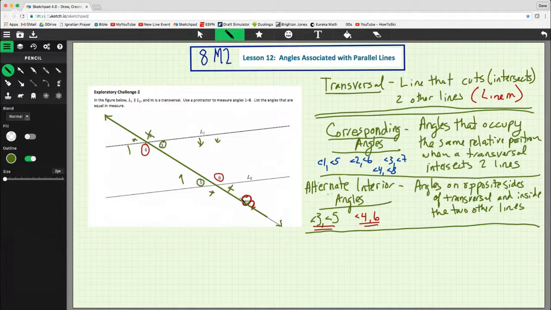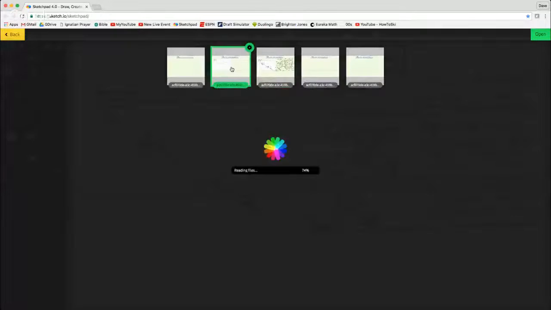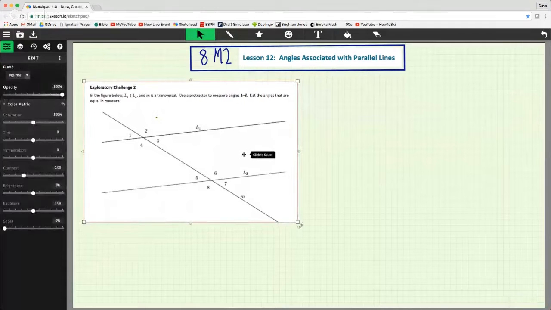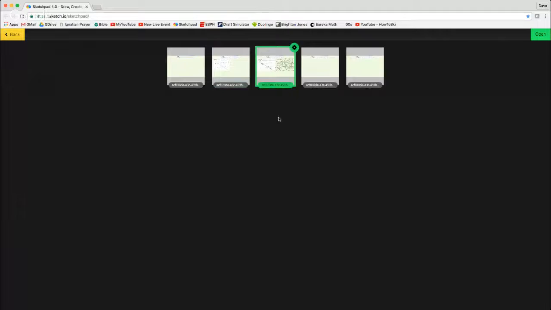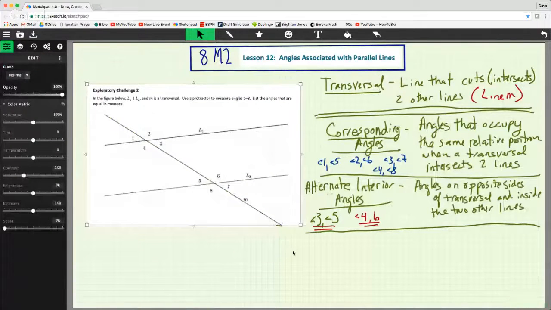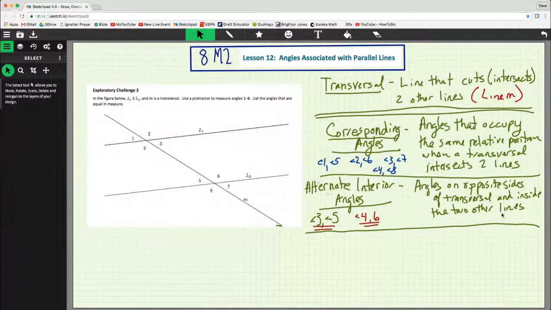All right. Okay. You know what I'm going to do? I'm going to go and grab another copy of this picture so that we can start from scratch. Bam, brand new picture.